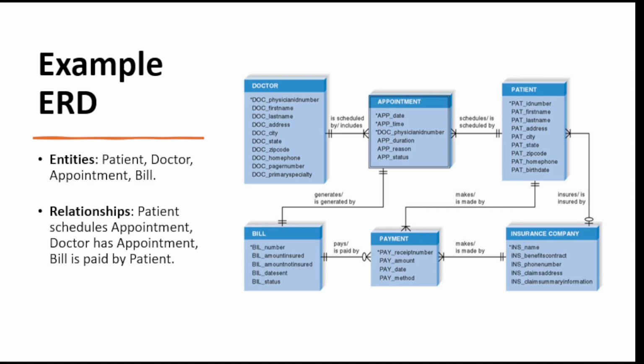Now looking at this diagram, we can understand the data in our system and how they are organized, and furthermore how they are connected to each other, and furthermore it can state some business rules.